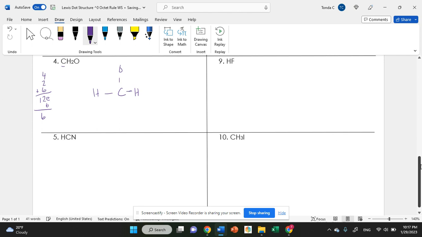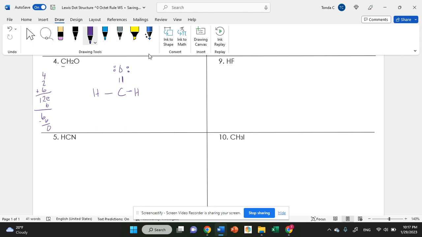We're going to make our outside happy first, which is this oxygen. So I'm going to place those 6 electrons around oxygen. Now I have no electrons. We have to make sure everybody's happy. Note the only element not happy is this carbon. So in order to make this carbon happy, we need to make a double bond. So I'm going to steal these 2 electrons to make a double bond right here.